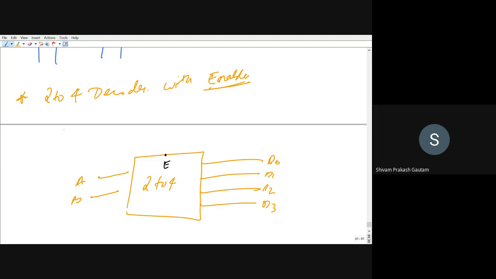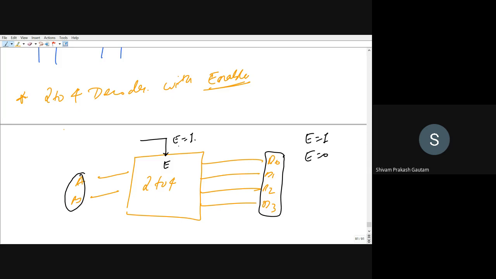Now, when you provide 1 to this enable, when enable is equal to 1, then only this decoder will come into the picture, right? If E is equal to 1, then only for a suitable combination of input will you get the desired output lines. If E is equal to 0, that means the enable is low, then whatever combination you provide at the input, you will not get the output, right? So E is the enable. If E is high, then only you will get the corresponding output.